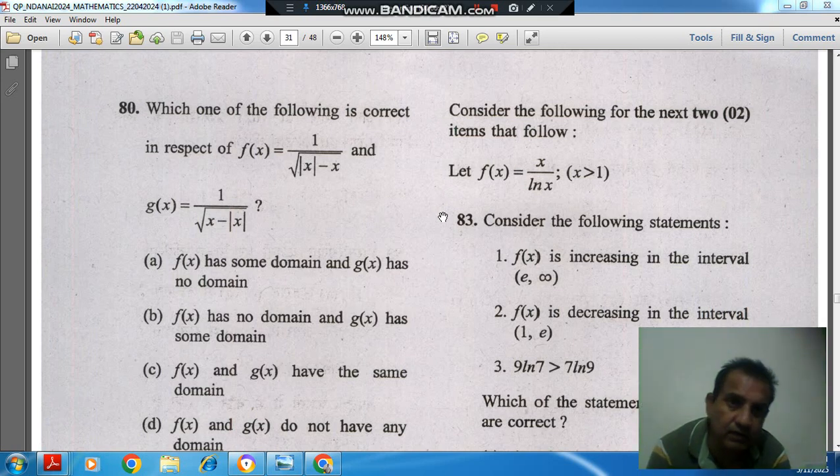Hello, welcome again. We are solving the mathematics paper of year 2024 of NDA 1 exam. Now we'll solve question number 83 and 84.